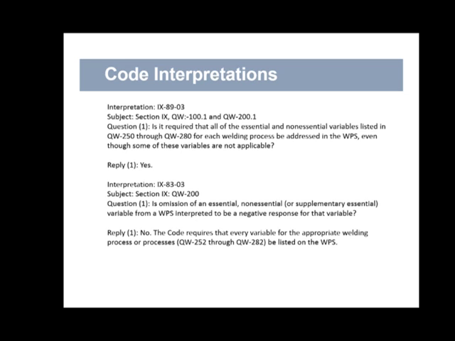Is it required that all of the essential and non-essential variables listed in QW250 through QW280 for each welding process be addressed in the WPS, even though some of these variables are not applicable? Yes, you have to address them. If you didn't use post-weld heat treat, you have to address it. None, not performed, we didn't do it, we're not going to do it, it's prohibited, whatever. You have to put something in there.